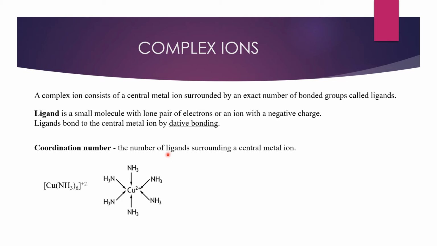Coordination number is the number of ligands surrounding a central metal ion. So if you look at this example here, how many groups are surrounding the central metal ion? The central metal ion is copper ion, isn't it? And surrounding that are 6 molecules of ammonia. That means the coordination number for this complex ion is 6.